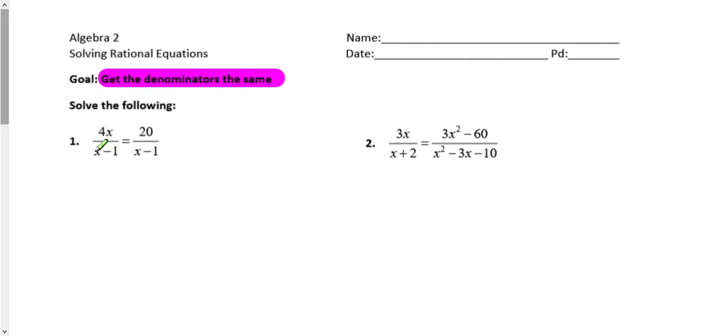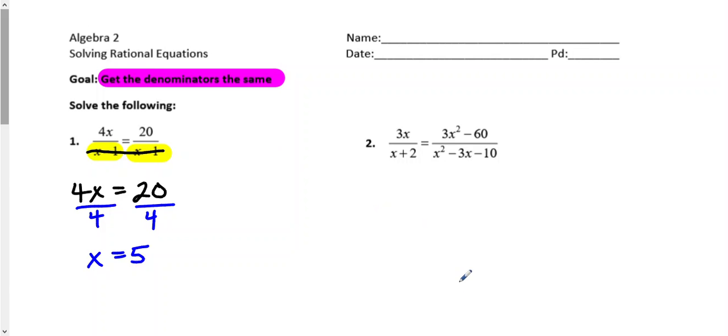Since my denominators are the same, I can go ahead and just cross them out. So once we cross our bottoms out, the denominators, you're left with 4x equals 20. Then, to solve for x, divide each side by 4, and we get x equals 5.